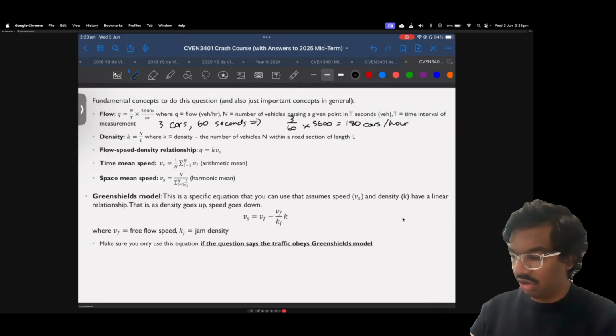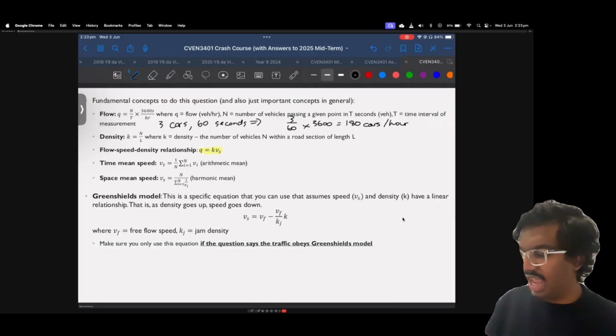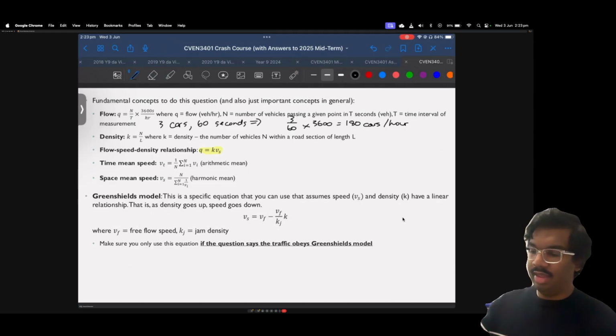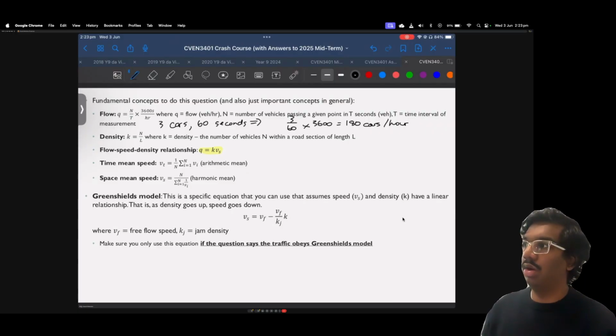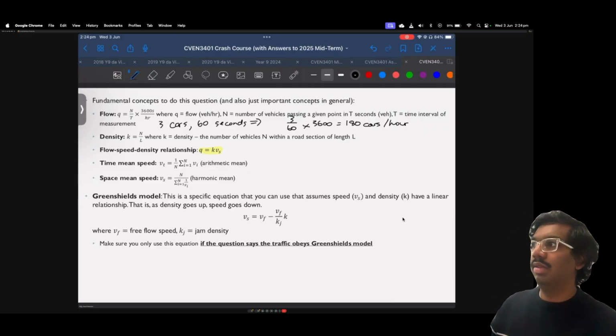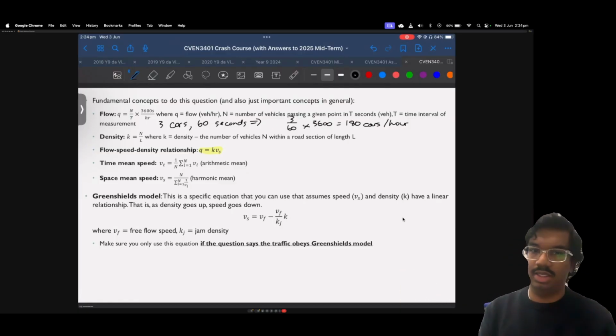Now, this equation is incredibly important. It's the flow speed density relationship. So it's Q equals KVS. So that is the flow of a road is the product of the road's density and the speed of the road, okay? Which hopefully should make sense, because if you think about it, the cars can move as fast as the road's density allows it to.